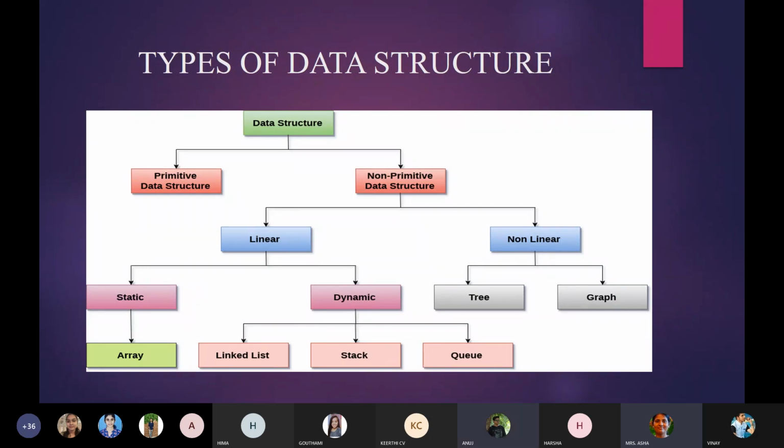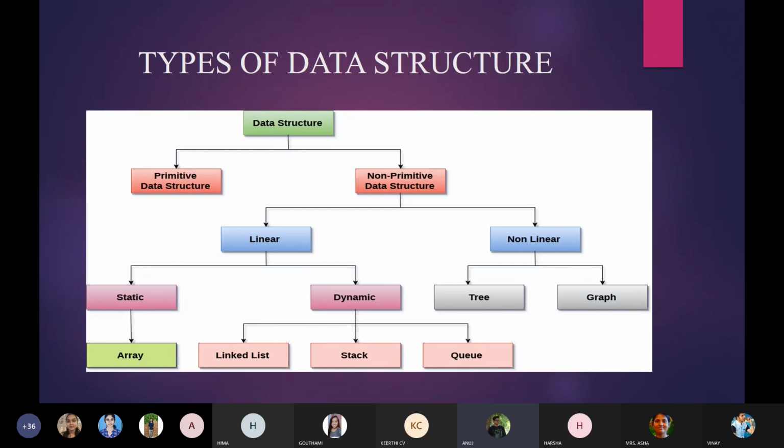Okay. So the non-primitive data structures are divided into linear and non-linear. Here, a data structure is said to be linear if its elements are stored in a sequential order. For example, array, stack, and queue. Means the linear data structure is arranged in a linear fashion. A data structure is said to be non-linear if data are arranged in a non-sequential order. For example, trees and graphs.